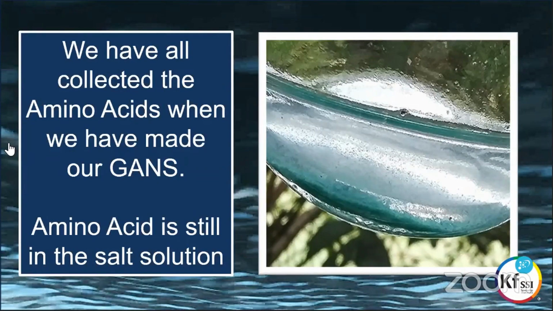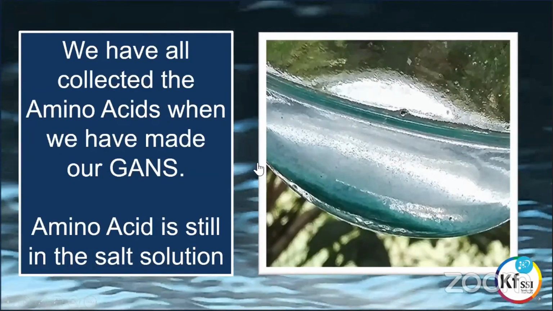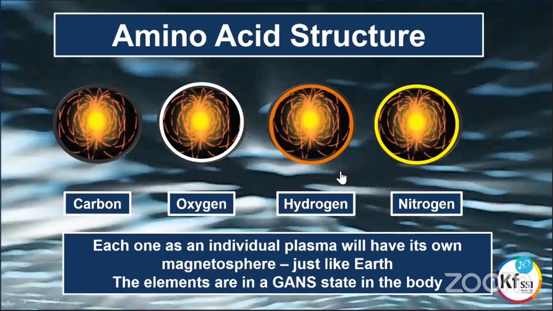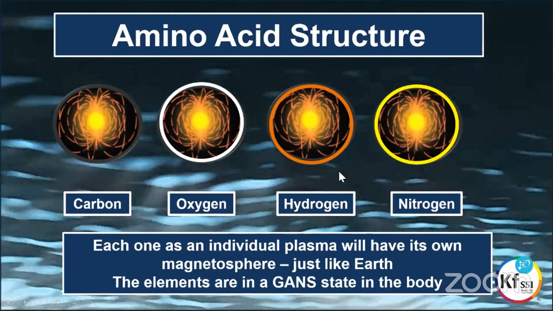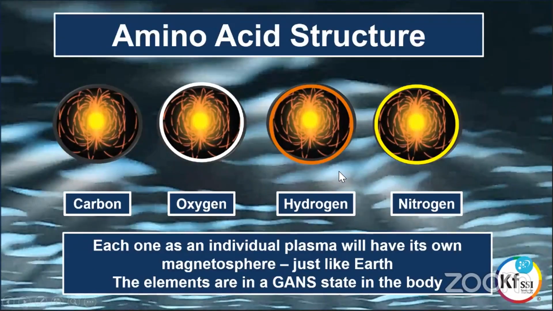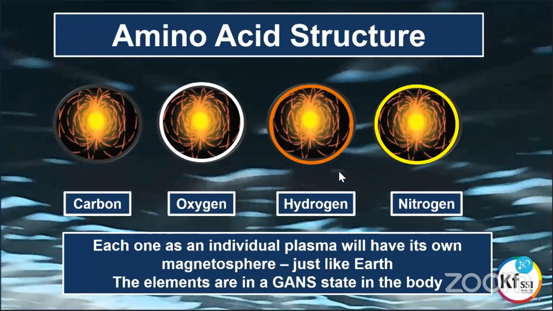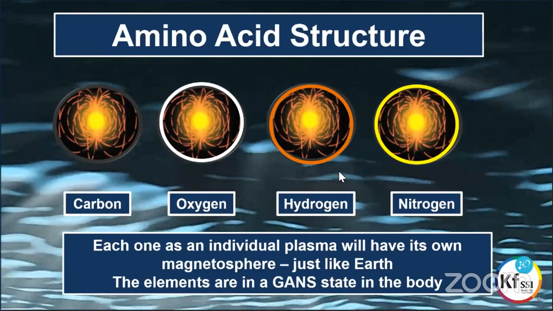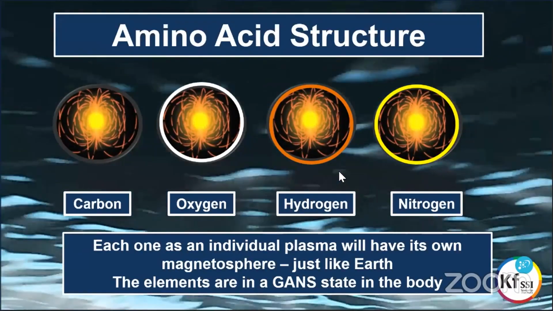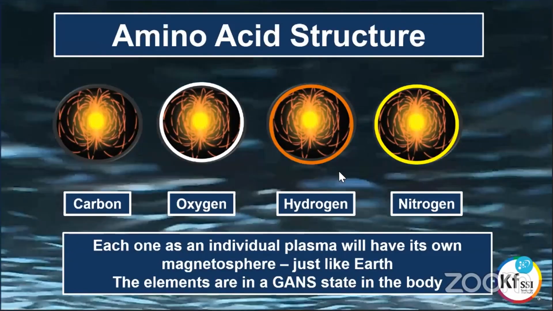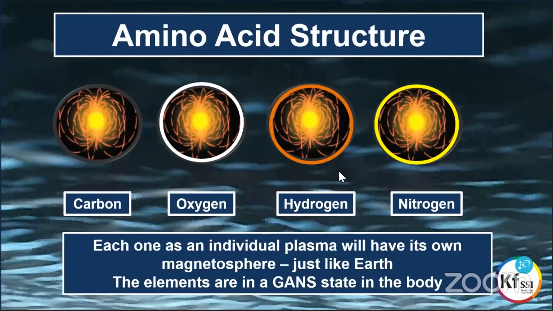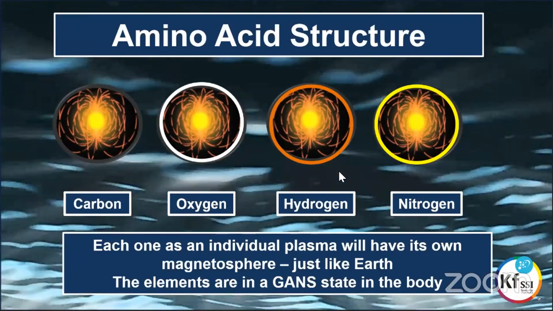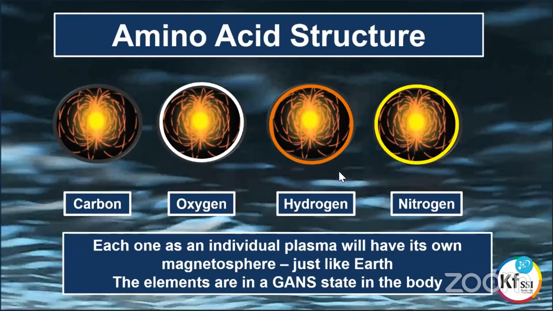As you said, the amino acid we keep is still in our salt solution because we just take it off the top and keep it in our salt. So when we look at the amino acid structure, a very basic structure, we have carbon, oxygen, hydrogen, and nitrogen. Each one is an individual plasma, and it has its own magnetosphere, just like the Earth. And these elements are in a Gans state within the body. So from now on, all we're talking about is what is inside our body as a Gans state, not in the physical state.